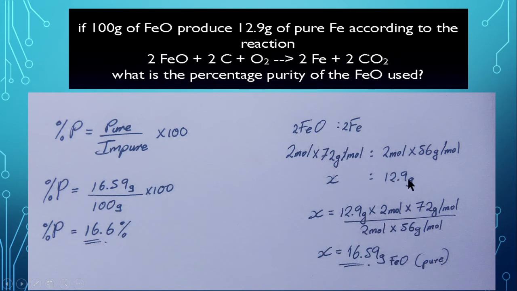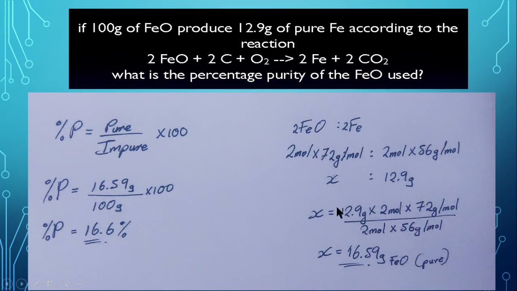Therefore this 12.9 grams of iron should come from this much X, and this is our pure substance. So when I rearrange this, X is going to be equal to 12.9 times 2 moles times 72 over 2 moles times 56, giving me 16.59 grams. This is the mass of iron(II) oxide that would give us 12.9 grams of iron. So already I can tell this substance either didn't react to completion or it was impure. Those are the two assumptions I would make, but I will take the path of the impurity.